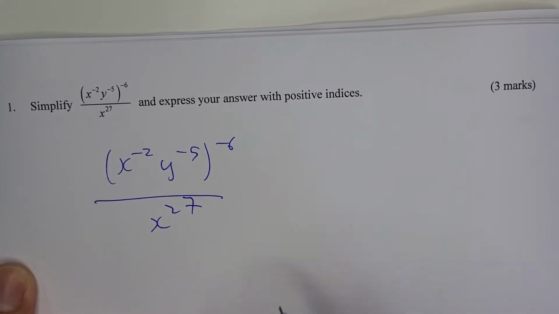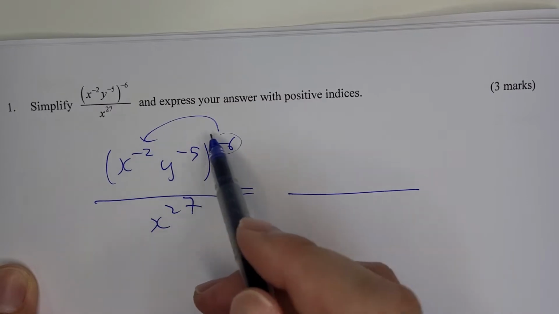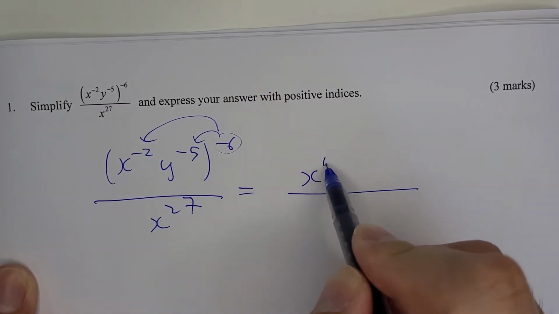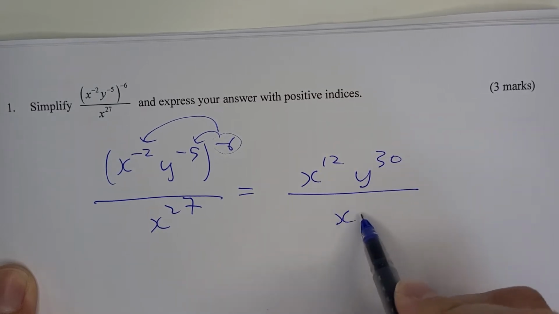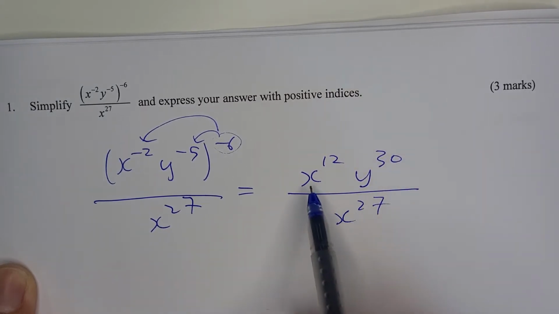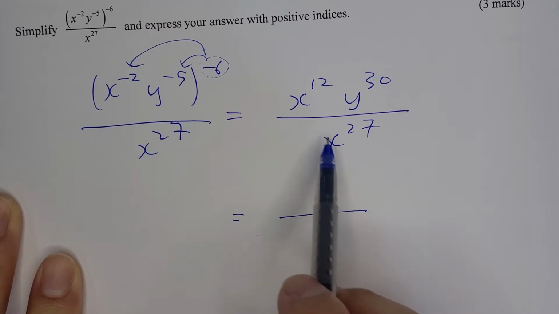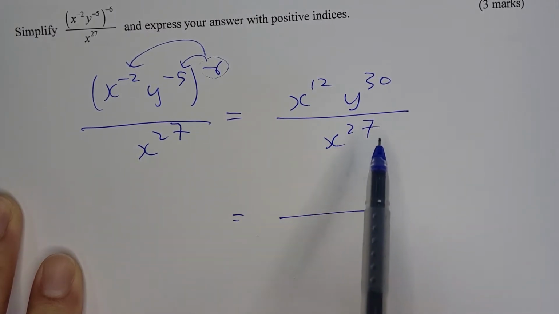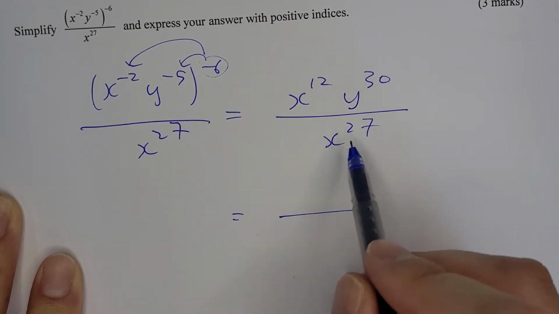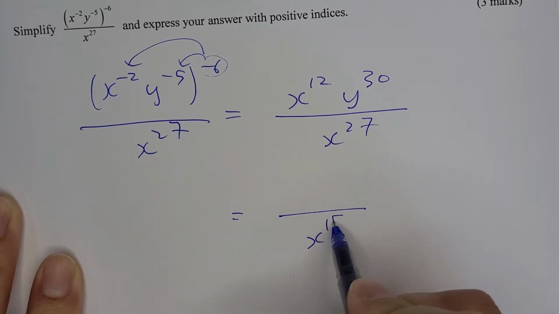And then you can do it in this way. First of all, multiply this number inside the bracket. So that becomes x to the power positive 12, y to the power positive 30. And next, you do the cancellation of the factor. As you can see, considering x, in the numerator x to the power 12, in the denominator x to the power 27. So you will see that the denominator will have more x, 15 more.